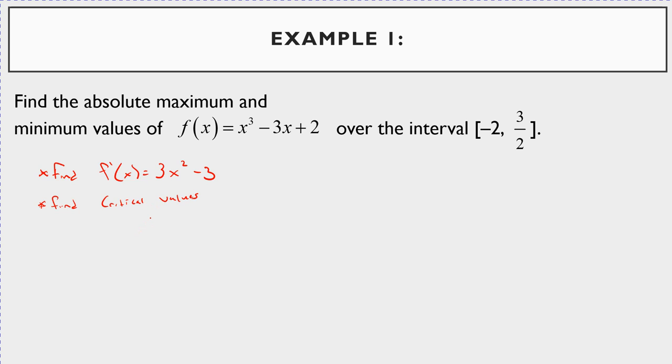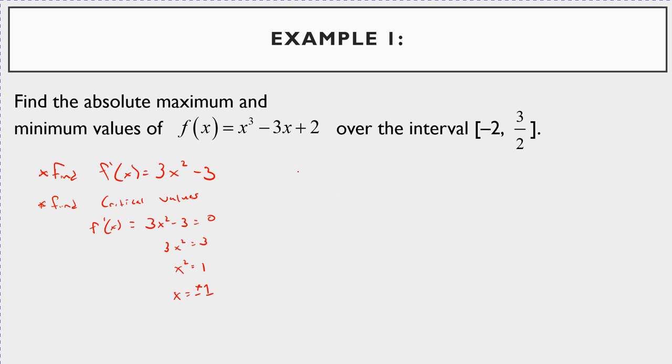So it's a polynomial function, so you're just looking where this first derivative is equal to 0. Well, you'd add 3 over, you divide by 3, so you get 1, and then you see that x is equal to plus or minus 1. So look, you have two critical values, okay? And both those critical values fall in this interval here.